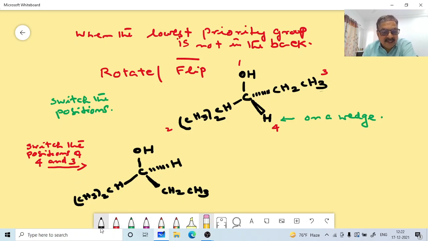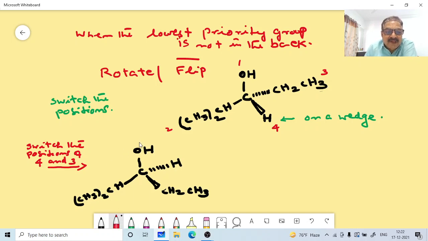Now we are switching the positions of 4 and 3 here, correct? That means the 4, that is the hydrogen, lowest priority, goes behind the page, and 3 comes here, on the wedge, correct? So we have switched the position now. On the wedge here. Okay, now we know what the priorities are here. Then we have to trace the circle as usual.